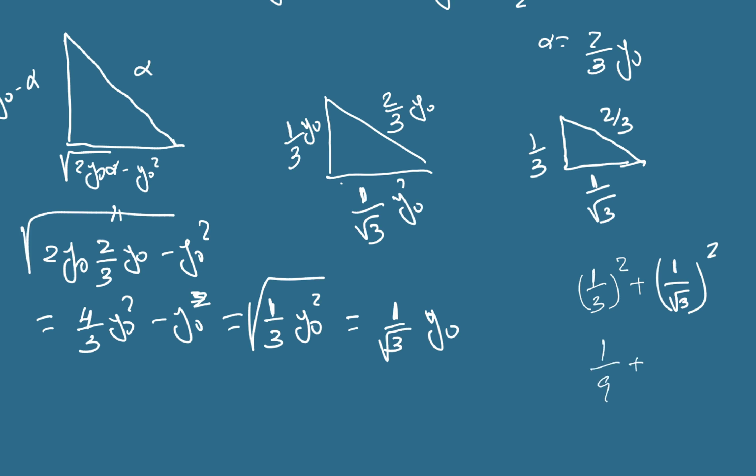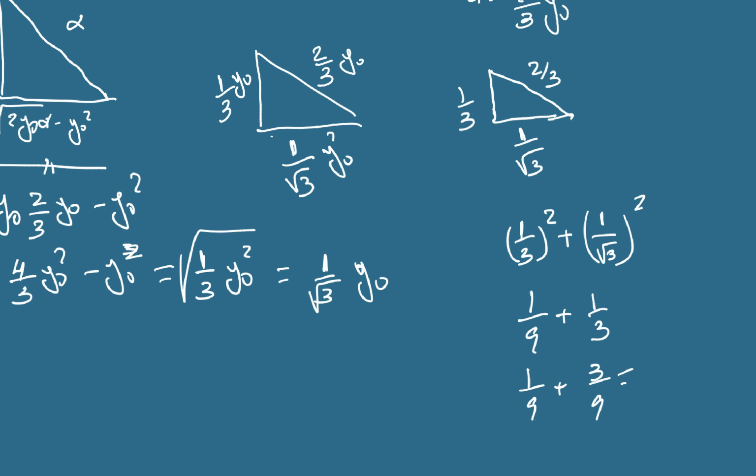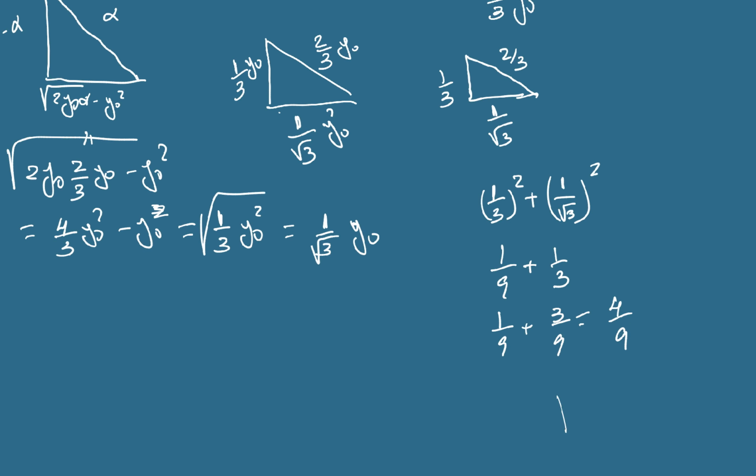1/9 plus 1/3. And 1/9 plus 1/3 is the same as 1/9 plus 3/9. 1/9 plus 3/9 is 4/9. So the square root of 4/9 is the size of the hypotenuse. And the square root of 4/9 is 2/3. 2/3, the hypotenuse. So this is the solution.